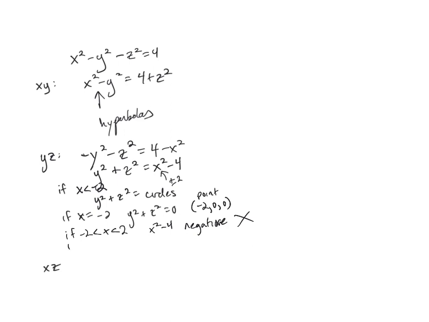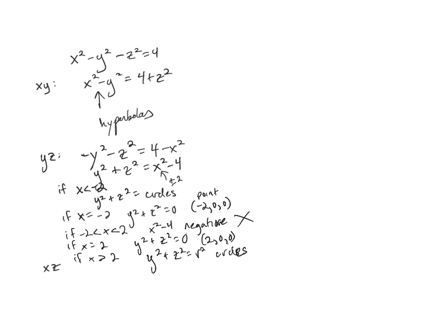And then similarly, if x is equal to 2, we have a point because we end up back at y squared plus z squared equals 0. So we have a point there. And finally, if x is greater than 2, then y squared plus z squared equals some sort of radius, right? So this is circles.